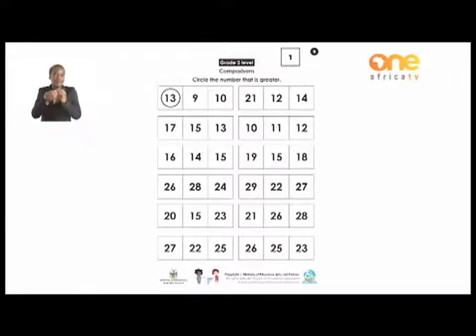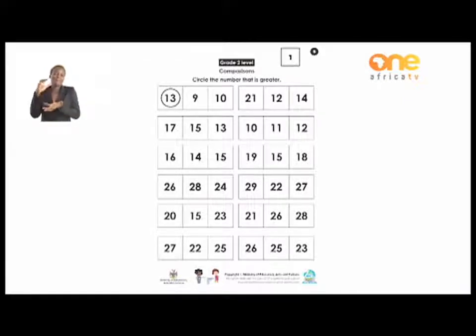Now let's quickly look at the next box. Next to the 10, we have a 21, a 12, and a 14. Between those three numbers, which one do you think is the biggest? We first of all look at the first digit of each one. We have a 2 in the first box, a 1 in the next one, and another 1 there. Which one is the biggest? We have a 2, so the one with the 2 is the biggest one. So you encircle the one that says 21.